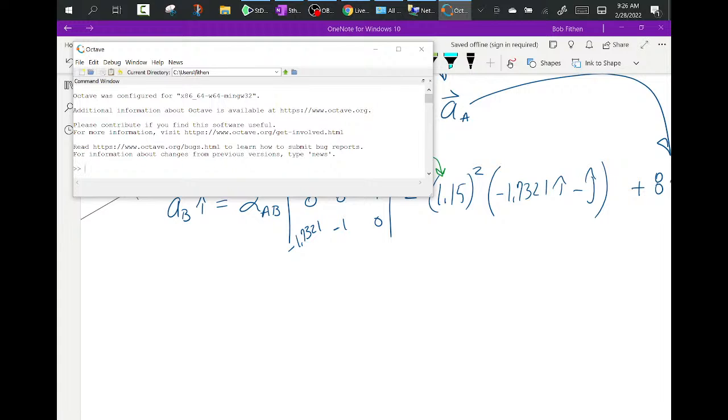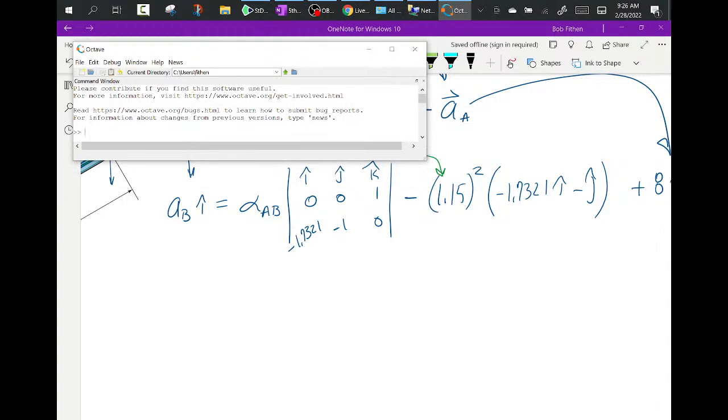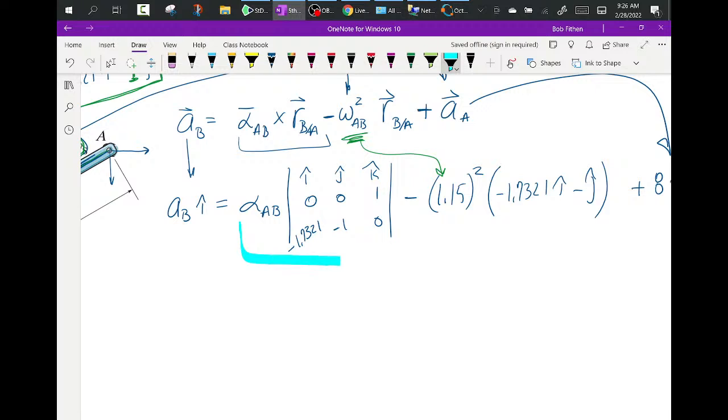Okay, so there's my Octave. I don't know if I'm going to use it or just do this by hand. So I'll start with this one, and I'll do it this way. Okay, so alpha AB. And I know if I take this one and this one, copy that one down, I'm going to get a number.